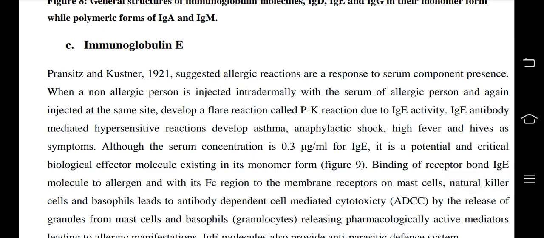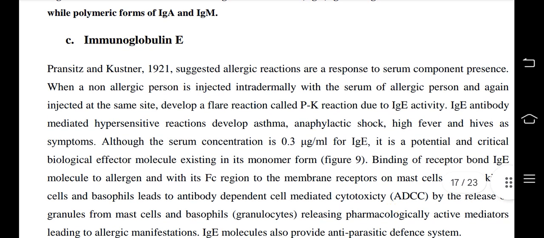Prausnitz and Küstner in 1921 suggested allergic reactions are a response to a serum component. When a non-allergic person is injected dermally with the serum of an allergic person and again injected at the same site, they develop a flare reaction called the PK reaction due to IgE activity. IgE antibody mediated hypersensitive reactions develop asthma, anaphylactic shock, high fever, and other symptoms.